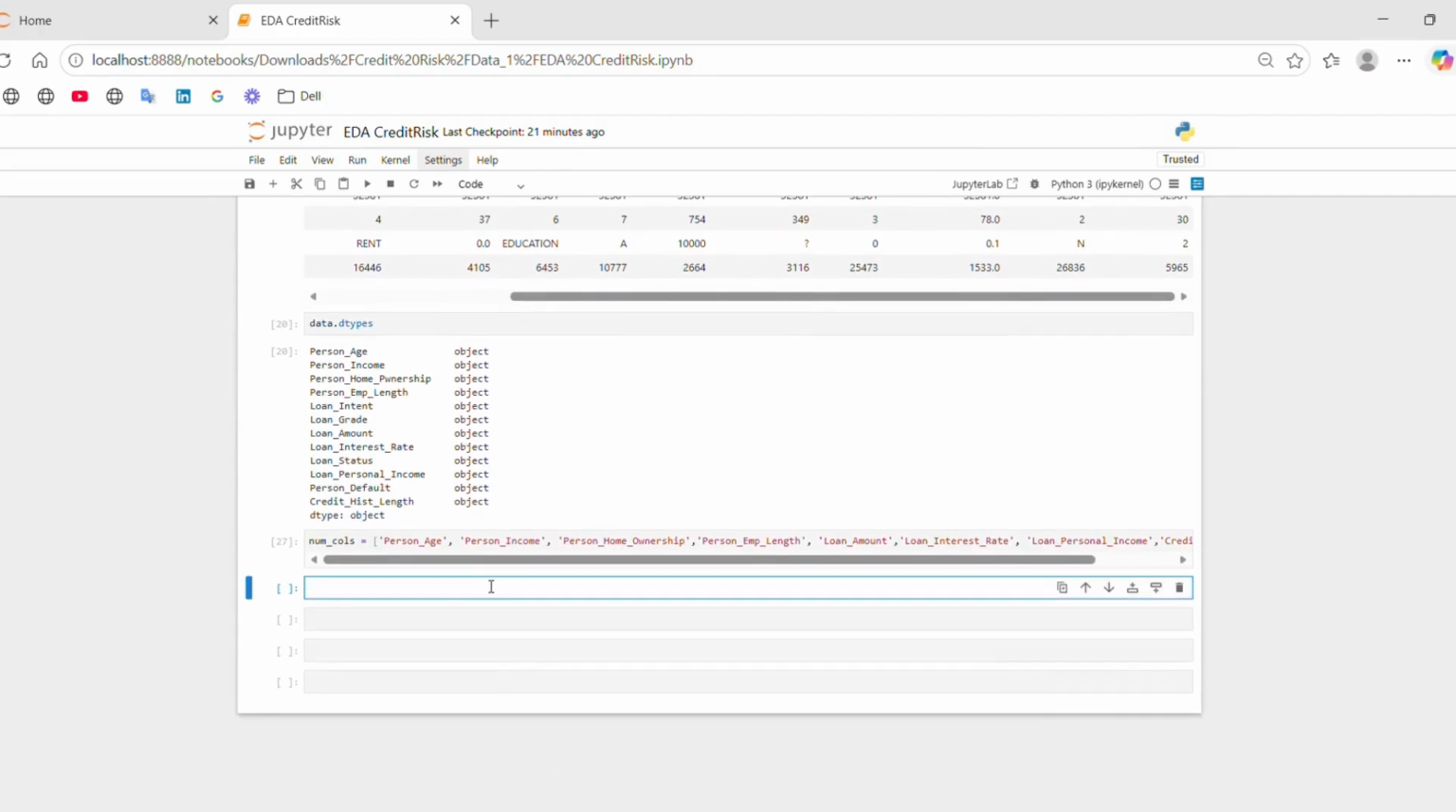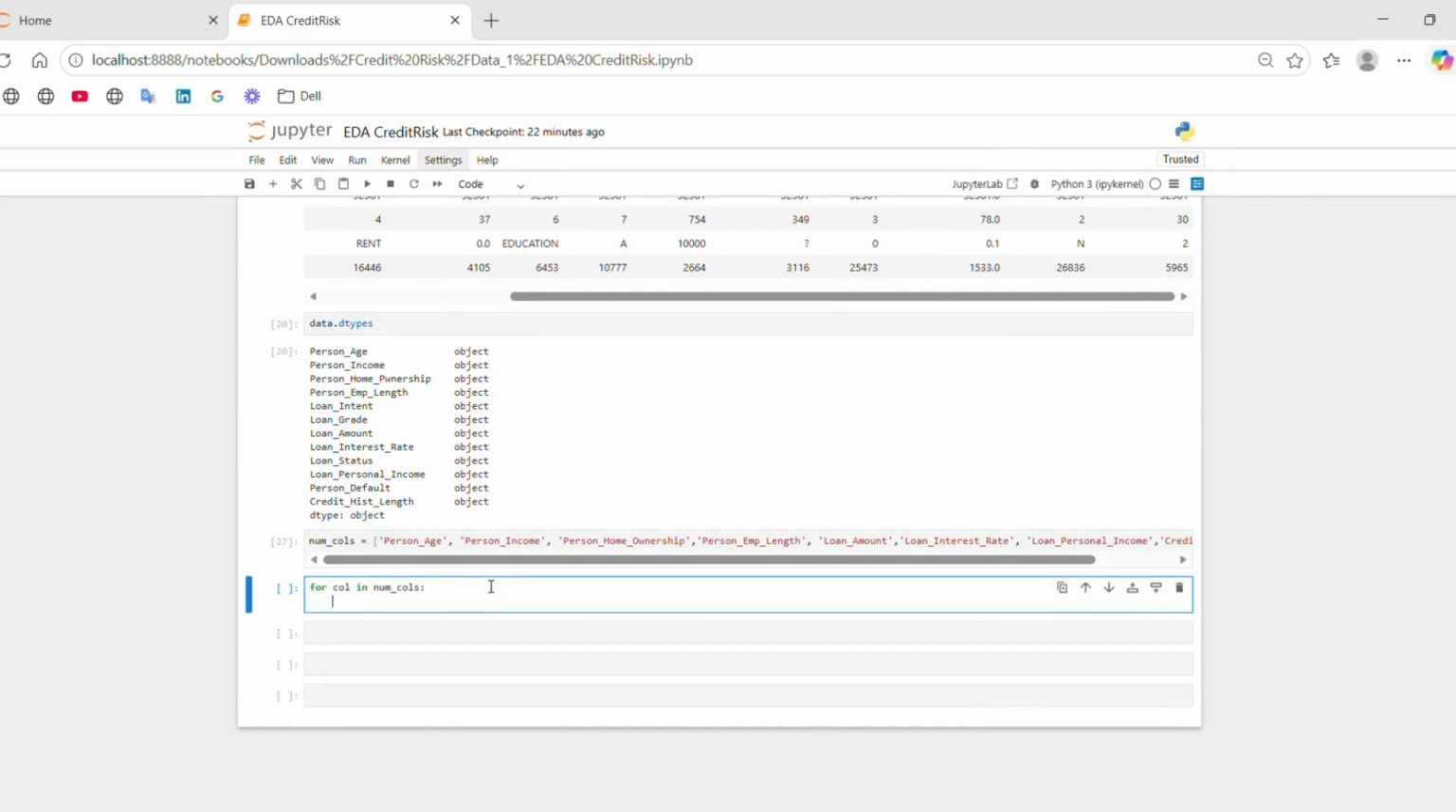So these are the numerical columns that I have defined, and I need to convert them from object to numeric. For that, we'll run a for loop, and in that we'll say for each column that is in the numerical columns, convert it into numeric.